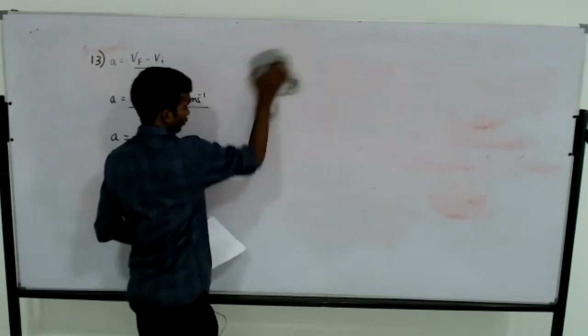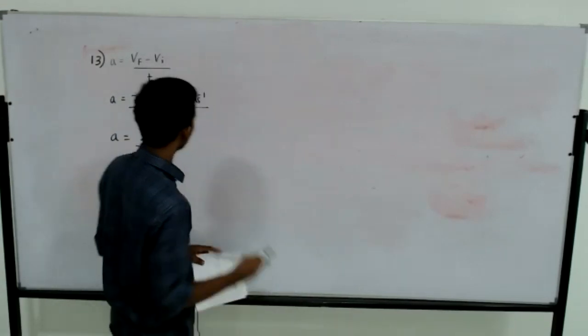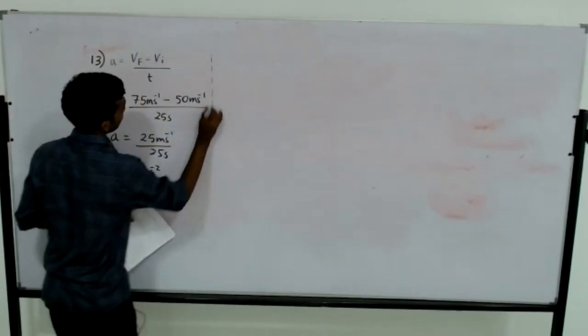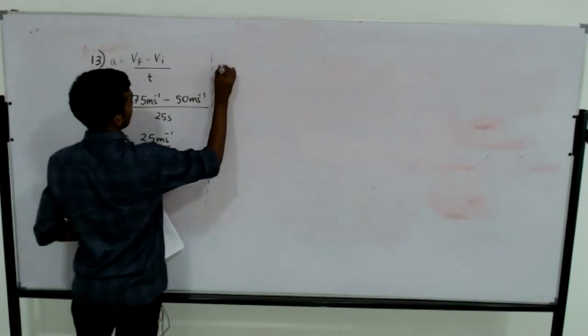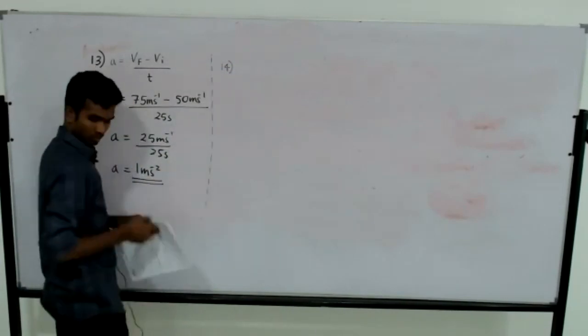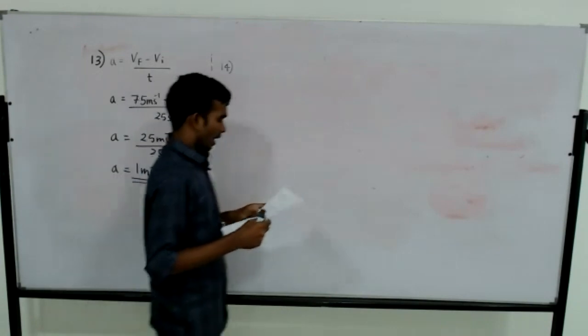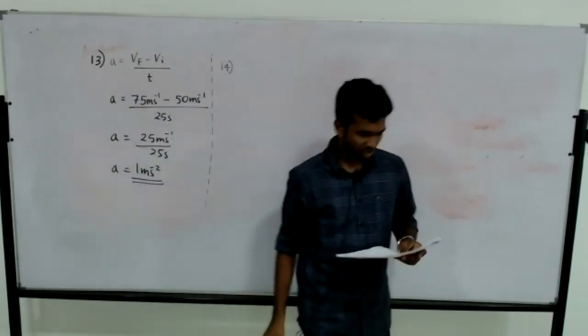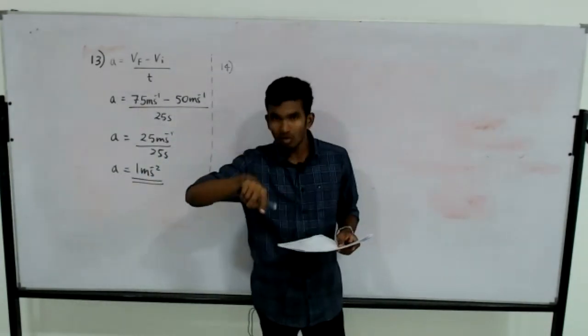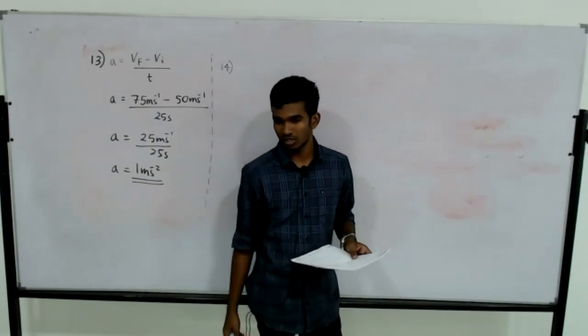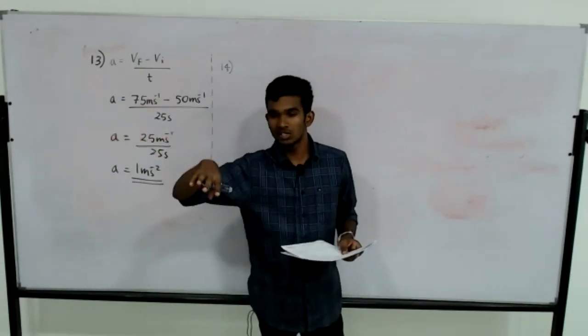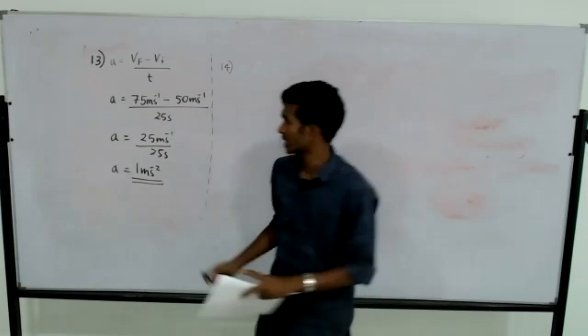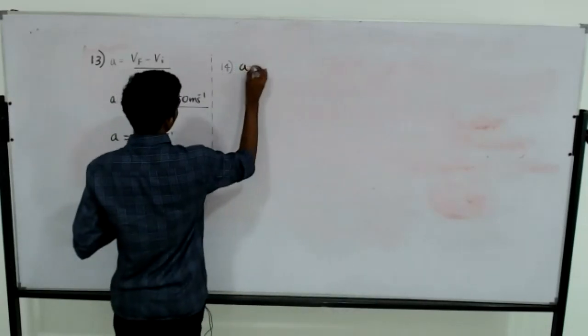Right. Question 14. An aeroplane increases its velocity on the runway from 0 to 100 in 20 seconds. What's the final velocity? 100. What's the initial velocity? 0. They're asking the acceleration.